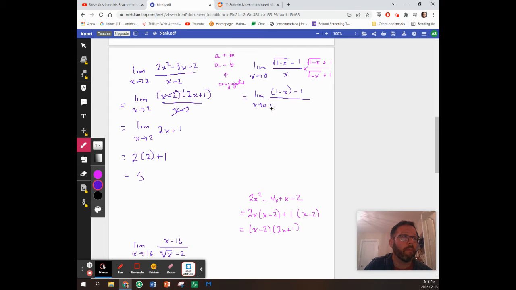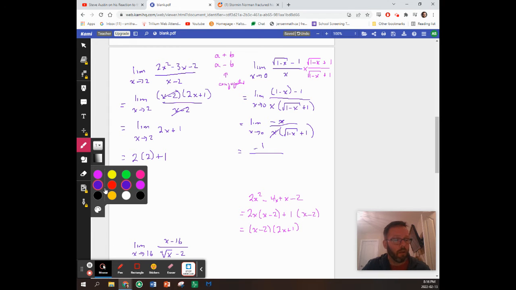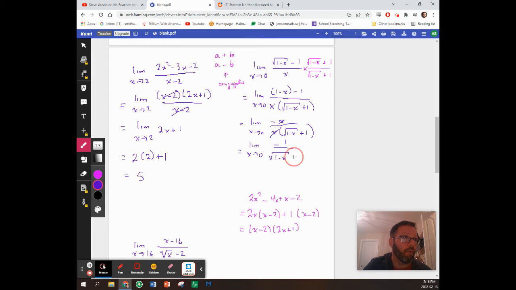On the bottom, no fancy simplifying we can do. We just have x times the root of 1 minus x plus 1. And the beauty of this is, on the top, we get a 1 minus 1, and we're left with just negative x. And a common theme, we get some canceling on the top and bottom. x divided by x, negative 1 over, forgot my limit. I'm sure you guys will have moments where you forget to carry your limit down as well, but we need to carry it down all the way until we substitute in. So negative 1 over the root of 1 minus x plus 1.